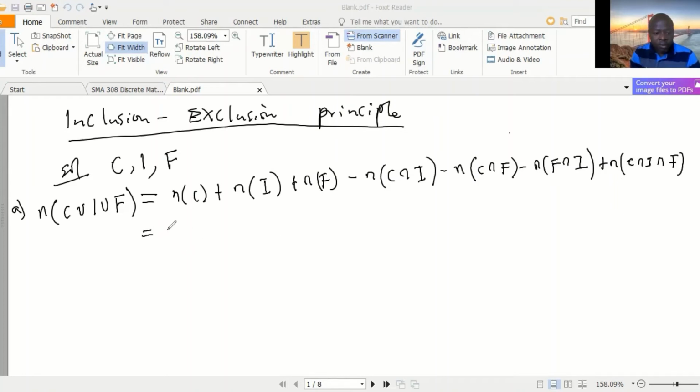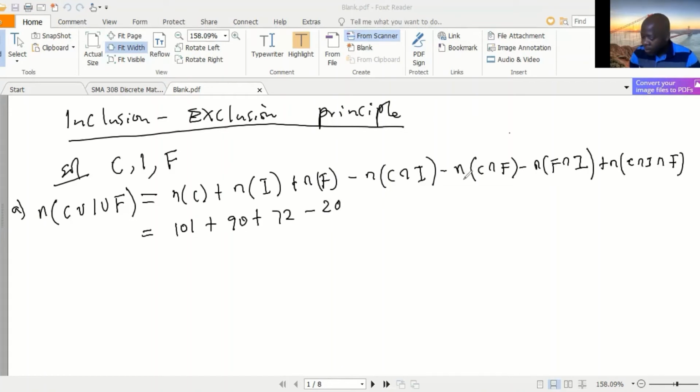Now, those who took car, the question says that they were 101. Those who took investment loans, the question says they were 90. And those who took school fees loans were 72. Those who took car and investment, the question says that of these customers who borrowed, 20 took both car and investment.